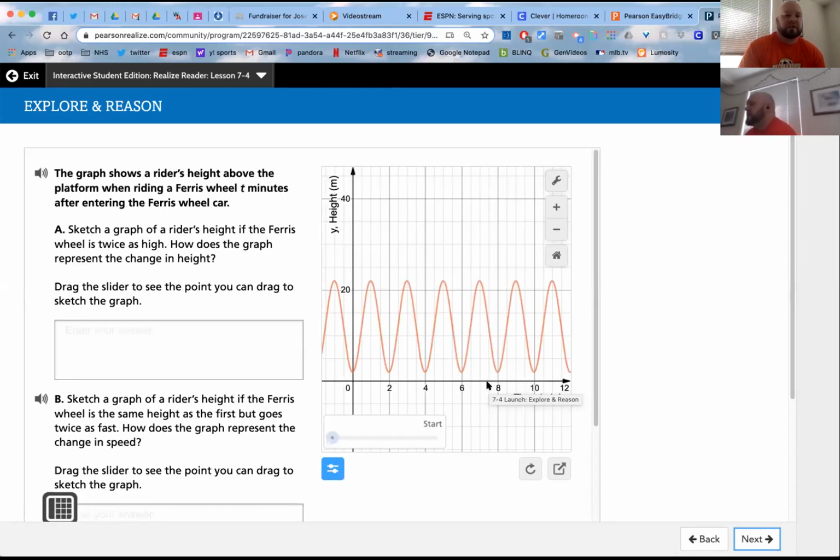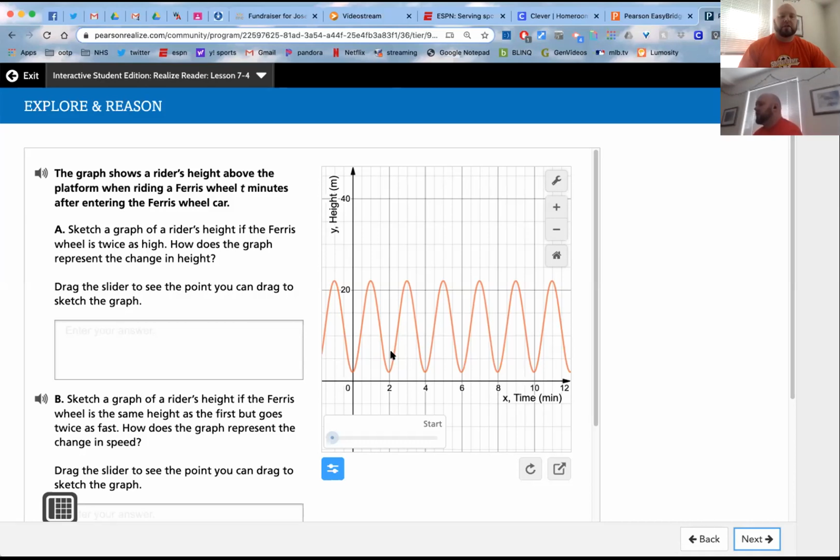All right, the question says, the graph shows a rider's height above the platform when riding a Ferris wheel, t minutes after entering the Ferris wheel car. Part A, sketch a graph of a rider's height if the Ferris wheel is twice as high. How does the graph represent the change in height? So they're telling us that we're going to drag this slider down here to see the point that we can drag to sketch the graph.